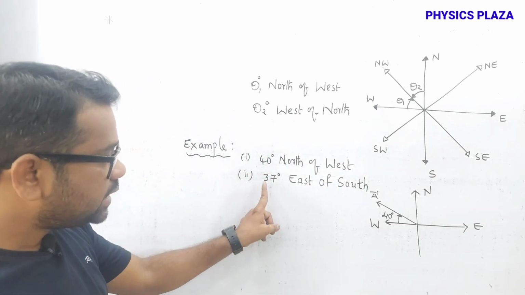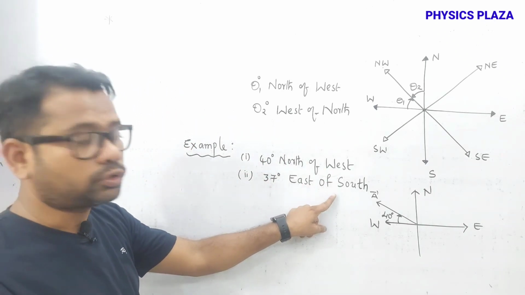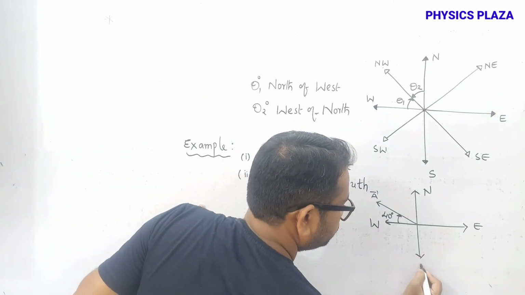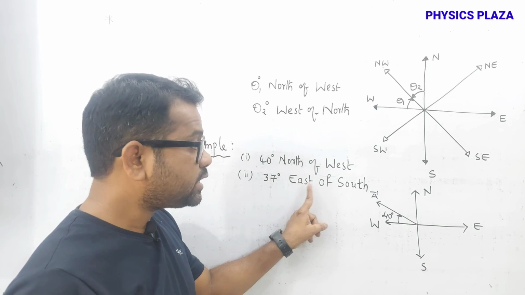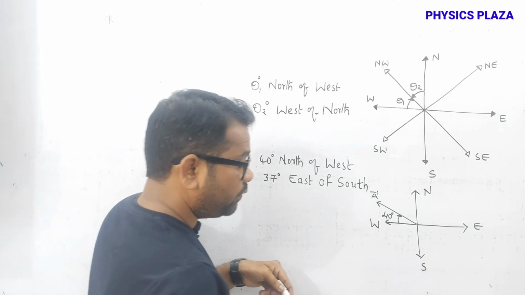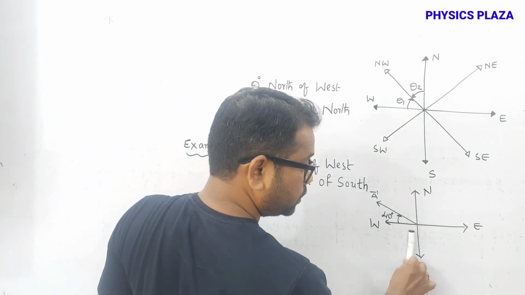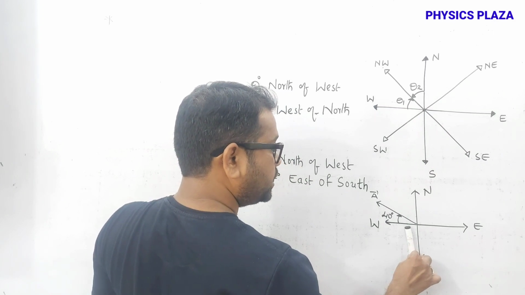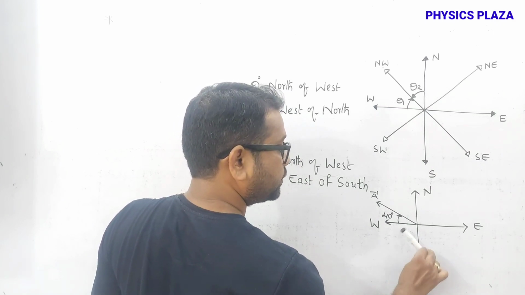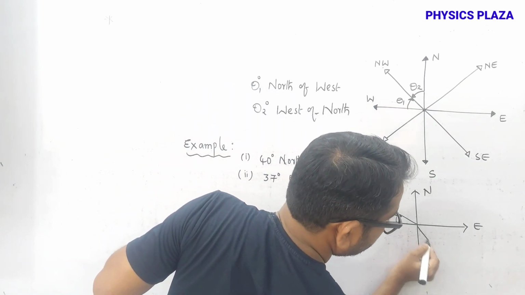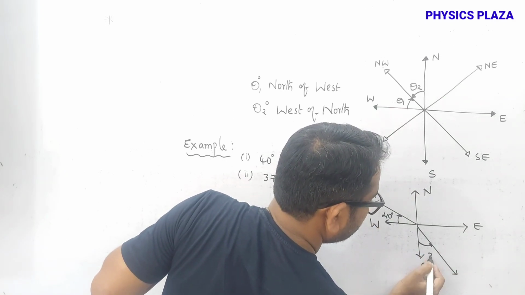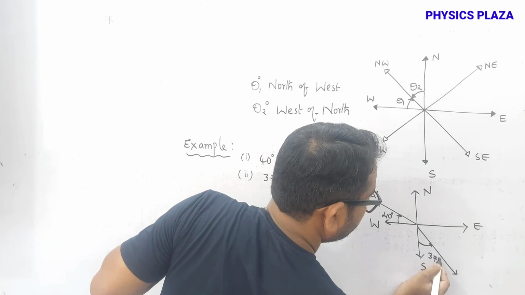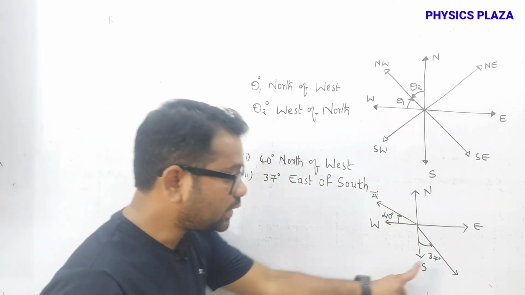Okay, fine. So let us see 37 degrees east of south. So it is south, it is east. What they are saying? 37 degrees east of south means the vector was there previously along the south like this, and it is rotated towards east by 37 degrees. Look at it, it is by 37 degrees. Is it clear? So it is 37 degrees, children.